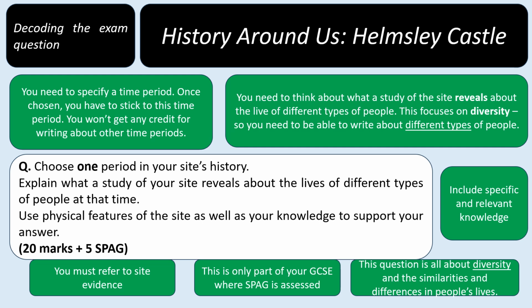Okay, so in terms of decoding this question, you need to specify the time period. Once chosen, you have to stick to this time period. You don't get any credit for writing about other time periods. You need to think about what a study of the site reveals about the lives of different types of people. This focuses on diversity, so you need to be able to write about different types of people. Include specific and relevant knowledge. You must refer to site evidence. Only part of your GCSE where SPAG is assessed, so don't make those silly literacy errors. And it's all about diversity, so it's the similarities and differences in people's lives.